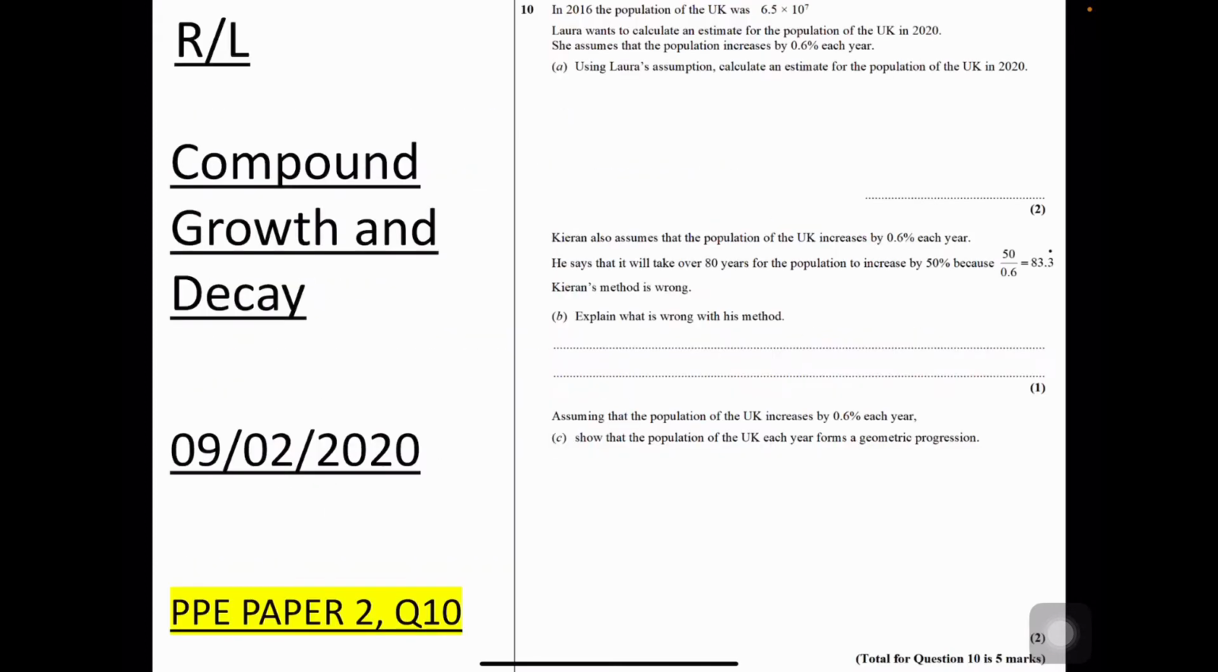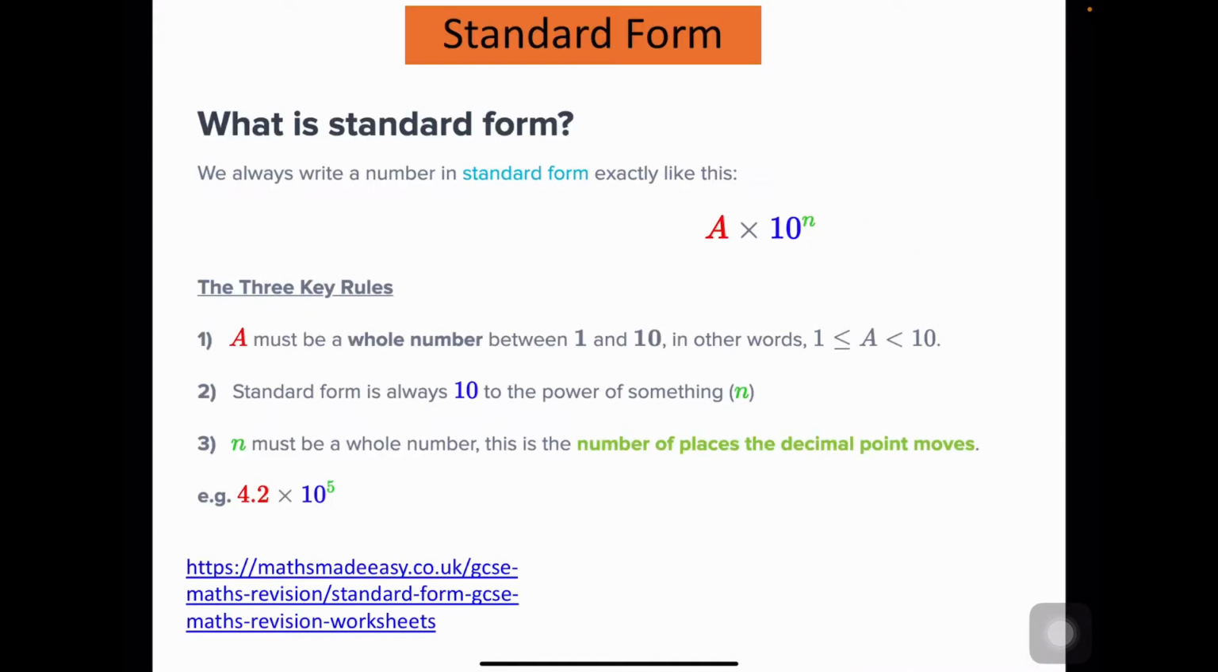So firstly, as you can see at the top of this exam question, they've written a number in standard form. Now, we haven't really done much work with standard form. You should have learned about it in either year 9 or year 8. And so I think it's useful to talk about it for a few minutes and do a few practice questions as a starter to today's lesson.